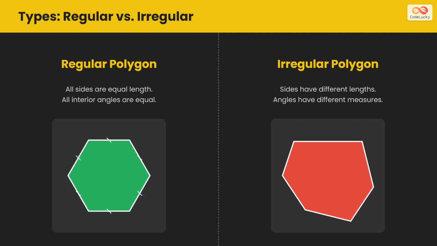Polygons can be regular or irregular. A regular polygon is perfect. All its sides are the same length, and all its angles are equal. An irregular polygon looks a bit more uneven. Its sides and angles can be all different sizes.